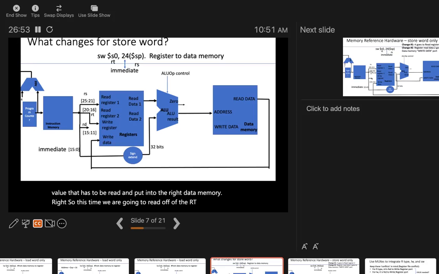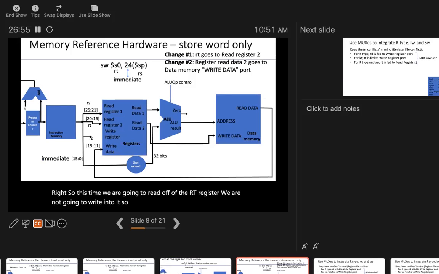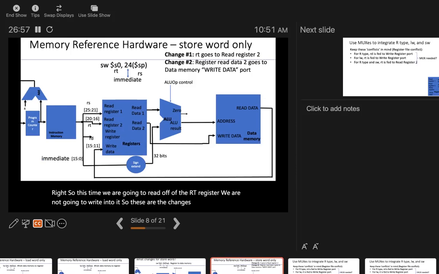We are not going to write into it. So these are the changes. Now, RT will go to the read register 2. Out will come the RT value, and that is going into the write data port of the data memory. The address where you would like to write the data is RS plus sign extended immediate value. So he has specified which address to write to and what data to write.